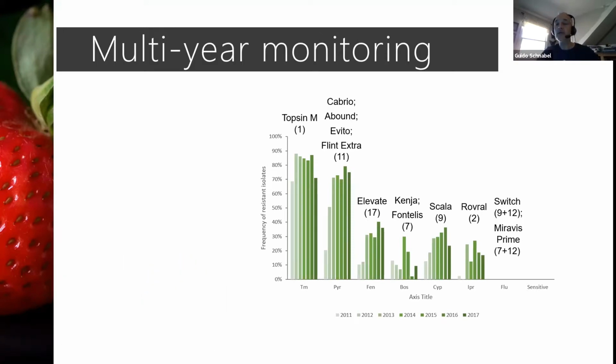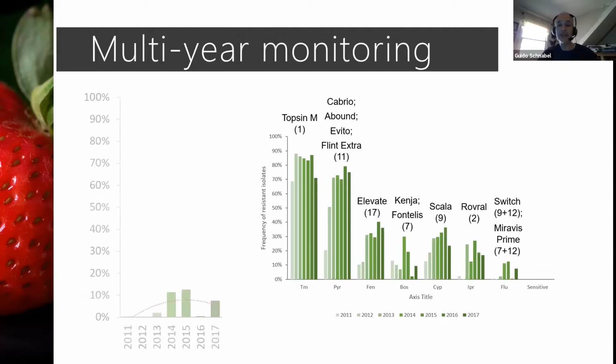And then we've got the combination products, Switch and Miravis Prime. The main ingredient of those combination products is the FRAC 12 fludioxonil. And resistance to fludioxonil is very low. It's only at the 0 to 5% level. In some years, we weren't able to find any resistance out there. So that is really good news.